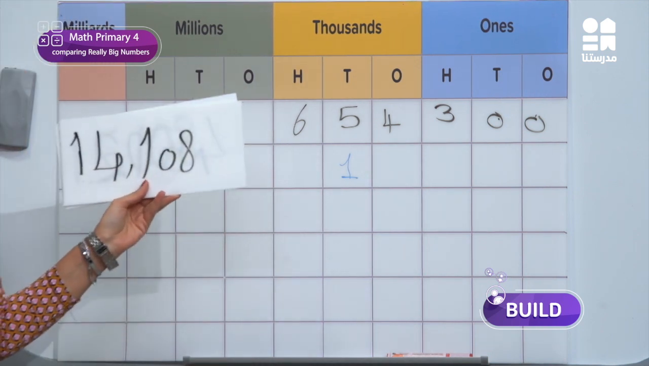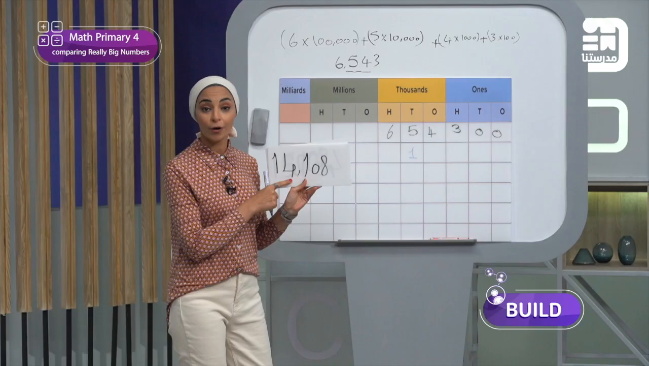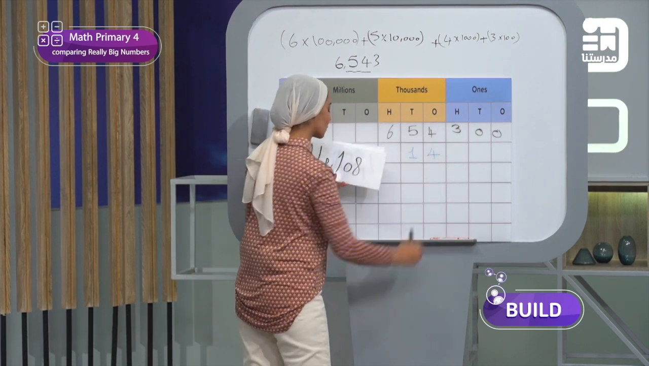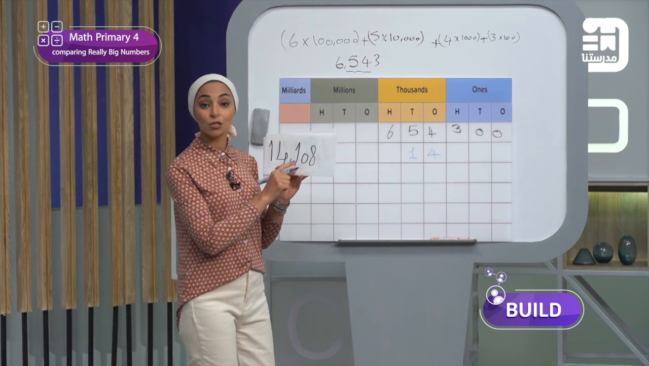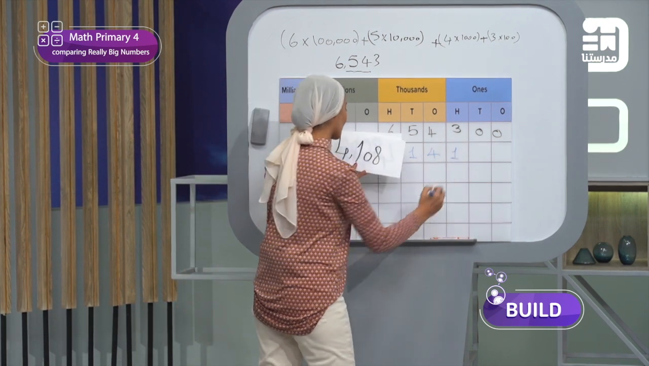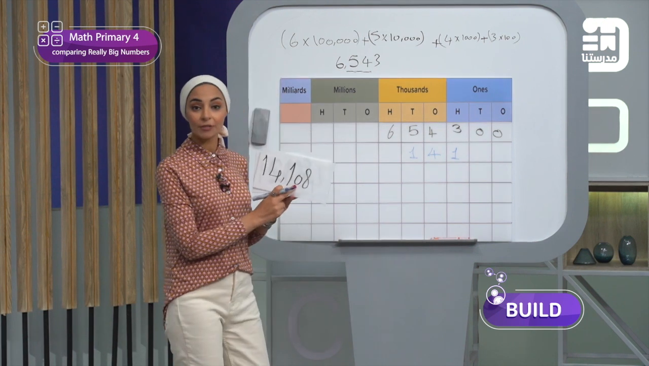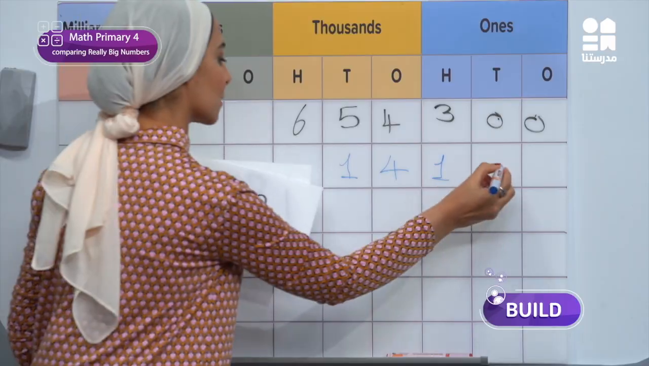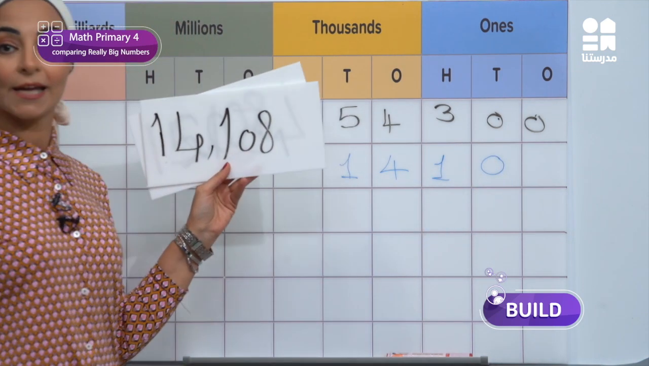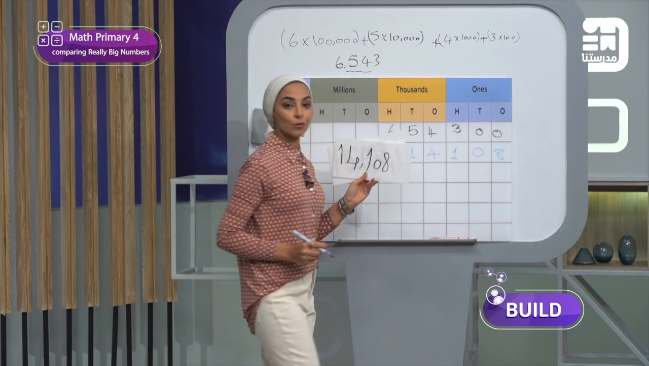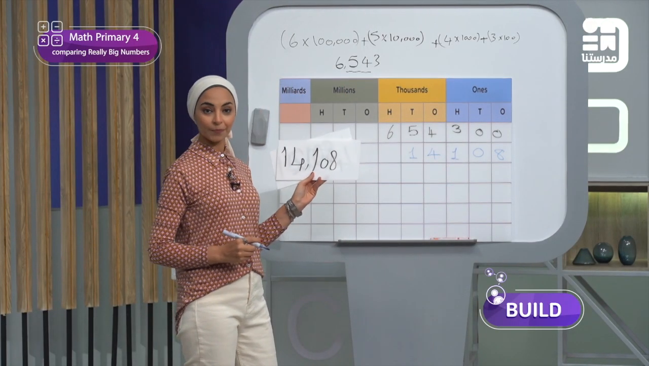What about the 4? This 4 is 4,000. So I'll put the 4 in the 1,000th place, as you see. What about the 1? It is 100. So I'll put it in the 100th place. And then 0. Shall I put 0? Yes, of course. I must put the 0 in its place in the 10th. What about the 8? Yes, it is in the 1st place. Okay, this is the first number.